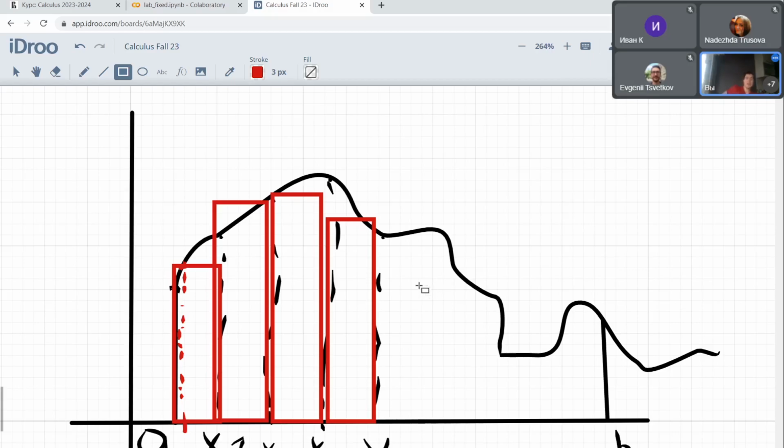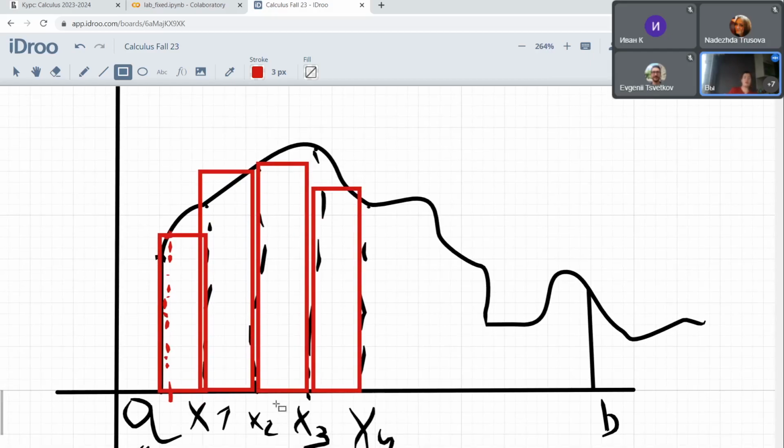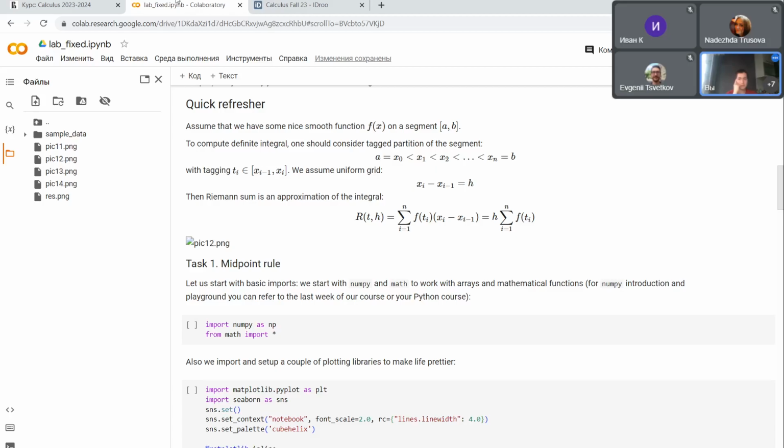So the idea is that if one takes a really great number of points, one will achieve a really good approximation for the area under the curve. So it can be a good approximation of a definite integral of this function. That's nice. I think that's an easy idea. So that's the key idea of integration.